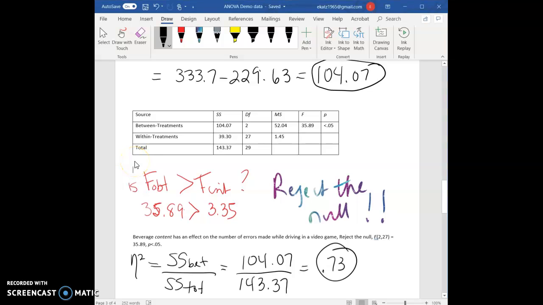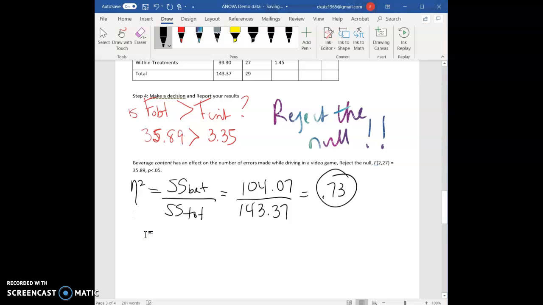Well, so I should have mentioned that the process of deciding whether to reject the null and then reporting our results would be step 4, which is to make a decision and report results. So we have successfully completed step 4. All right, so now, however, with an ANOVA, because we have these multiple groups, and all that the F-test tells us is that there are differences somewhere, but not necessarily where those differences are, we now need to actually determine where those differences are.